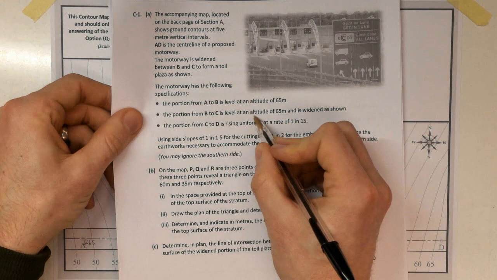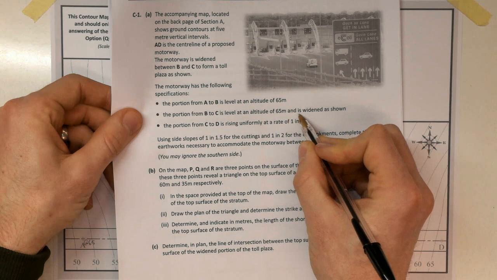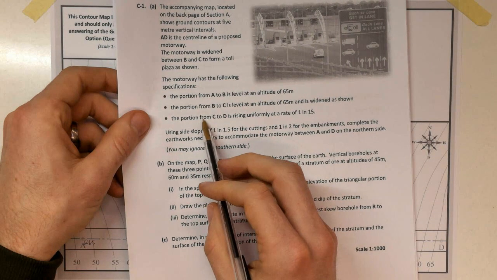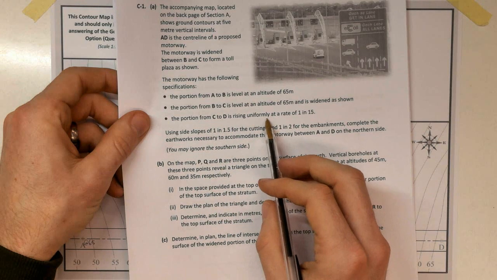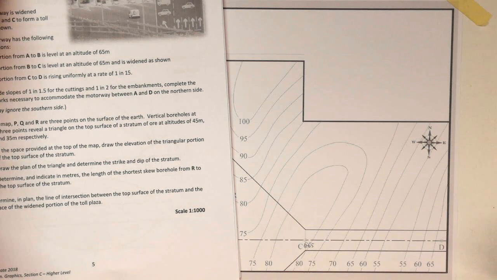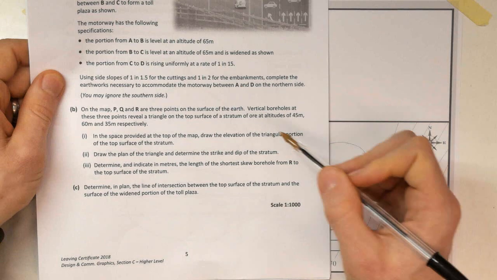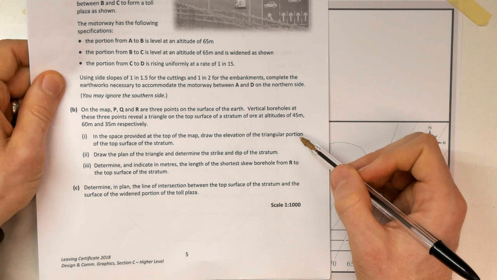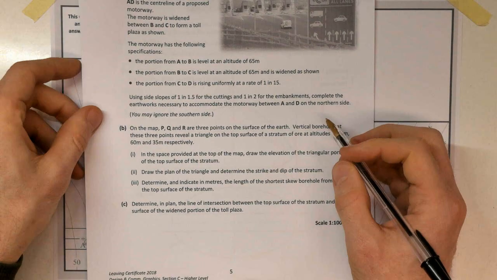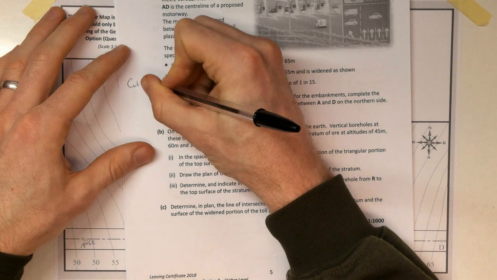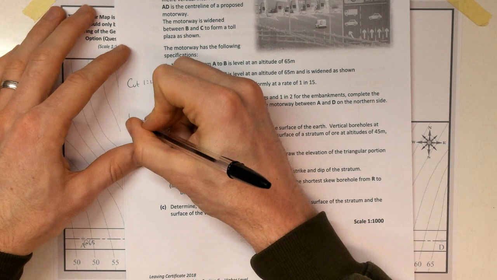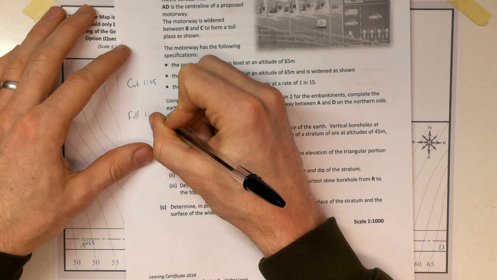The portion from B to C is level at an altitude of 65 and is widened as shown. So C here is also at 65. The portion from C to D is rising uniformly at a rate of 1:15. So it's rising up, like going up a hill, at a rate of 1:15. We'll come back to that when we need to deal with it. Using slopes, the side slope is 1:1.5 for cut, and 1:2 for our embankment, so our fill is 1:2.